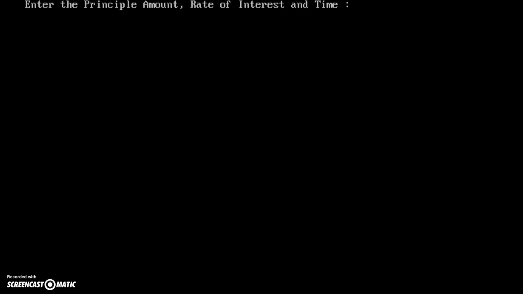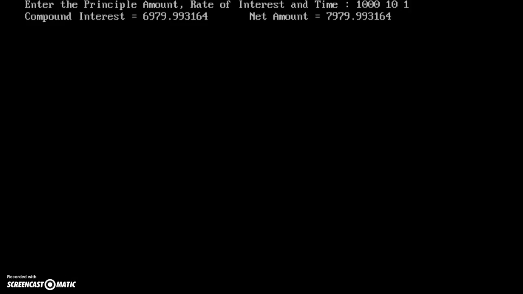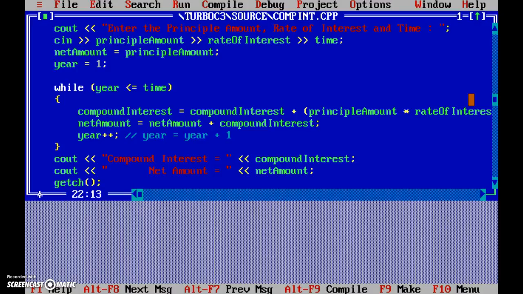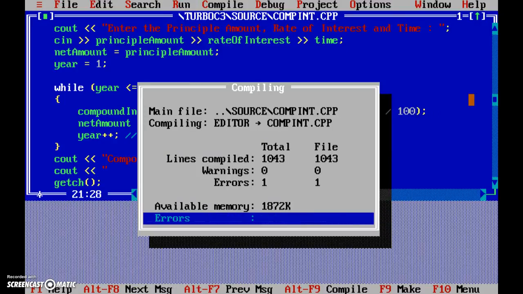Okay, let's say 1000 at the rate of 10% for 1 year. It's easy to calculate. So compound interest would be, okay, 10% will be 100. There's something wrong. Compound interest is becoming too big. So let's see if we remove this, what happens. It should not get accumulated. Okay, so let's run this again.